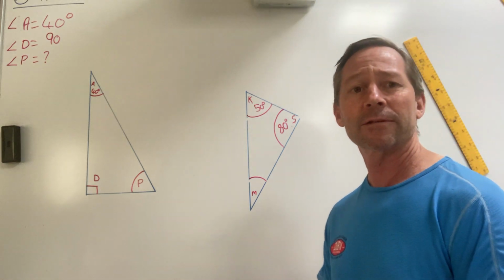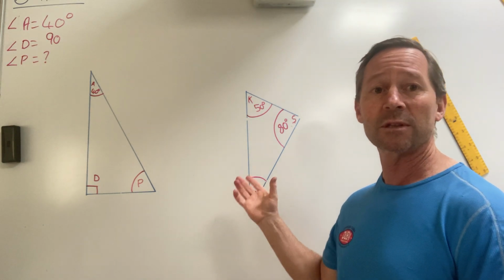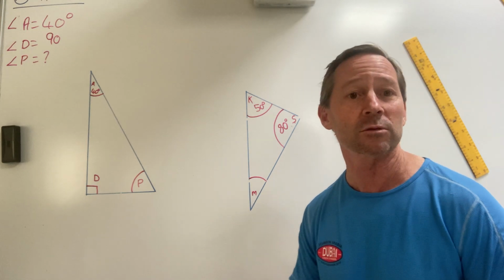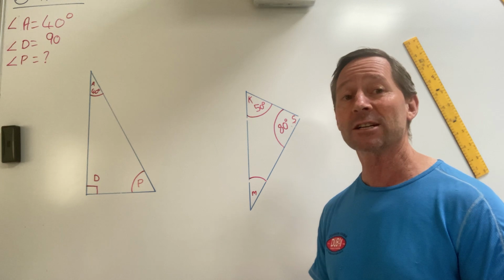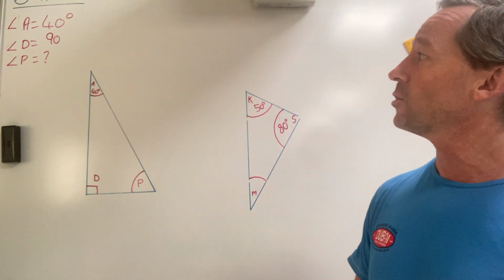Hello grade 5. This week we're looking at solving problems with missing angles in triangles and quadrilaterals. Could be regular quadrilaterals or irregular quadrilaterals. So we have to use the clues.